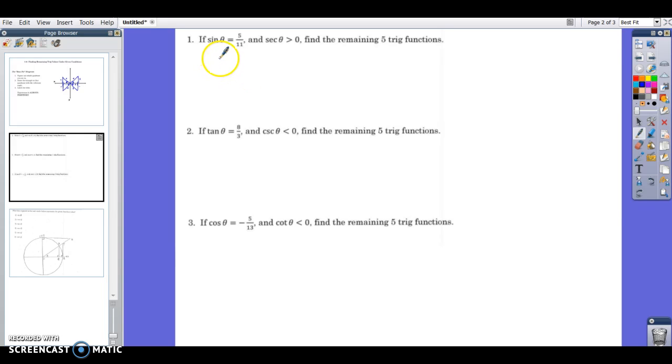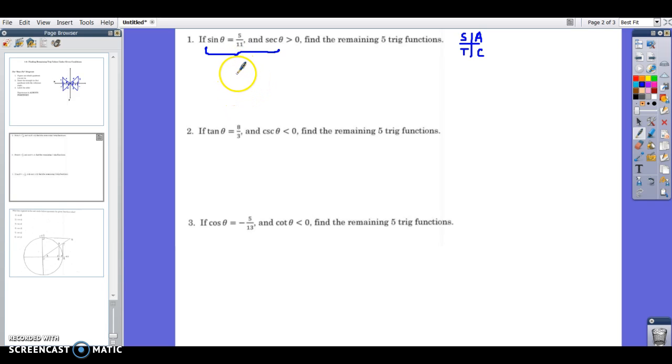In problem number 1, it says sine of theta is 5/11 and the secant is greater than 0. Find the remaining 5 trig functions. This information is going to tell us which quadrant we are in. Remember, with our visual for figuring out which quadrant, sine is positive in 1 and 2. Secant follows cosine, so wherever cosine is positive, secant is positive. Secant is positive in 1 and 4, so we're definitely going to be in quadrant 1.